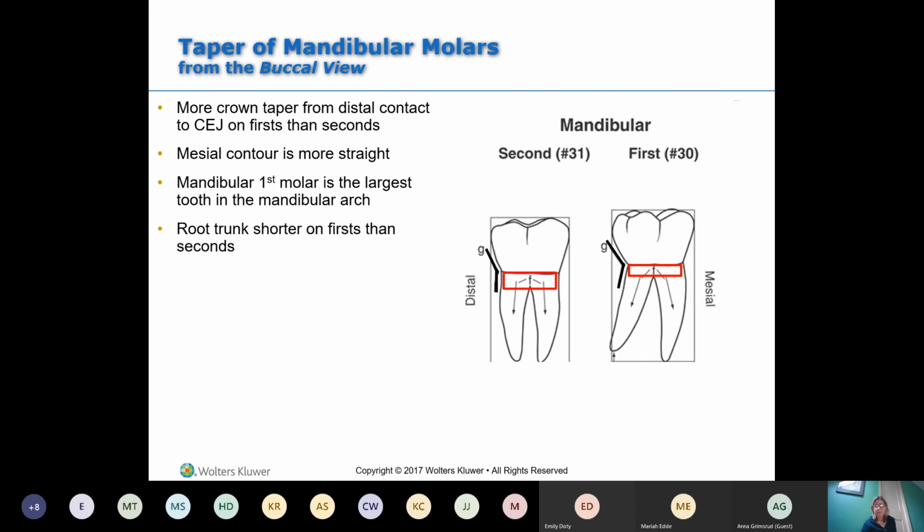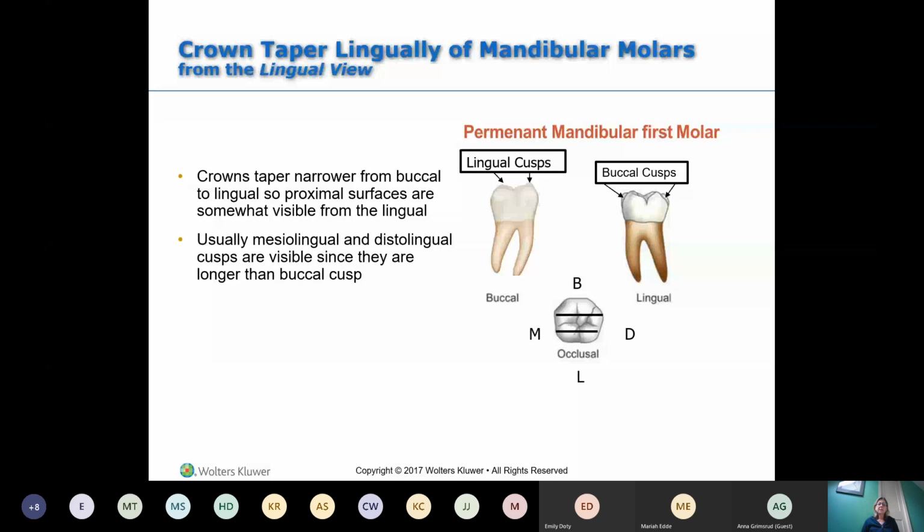Crowns taper narrower from the buccal to the lingual, so the proximal surfaces are somewhat visible from the lingual. This is that same concept as we did with the roots, only now we're doing it with the crowns. The crown taper is narrower from the buccal to the lingual.